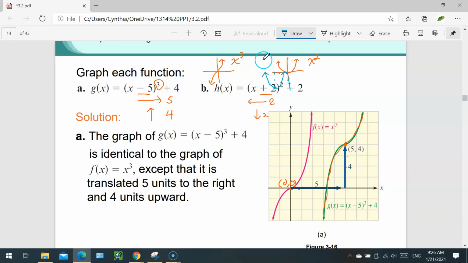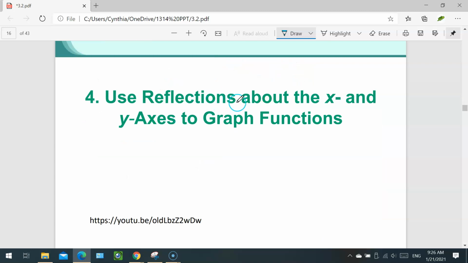The graph will remain the same shape, facing up, as the parent function itself. So the blue graph here is your h of x, which is (x plus 2) squared minus 2. The next one is a reflection about the x-axis and the y-axis.